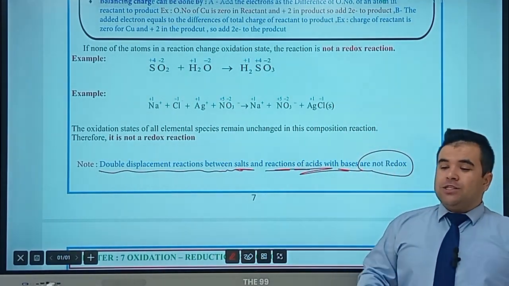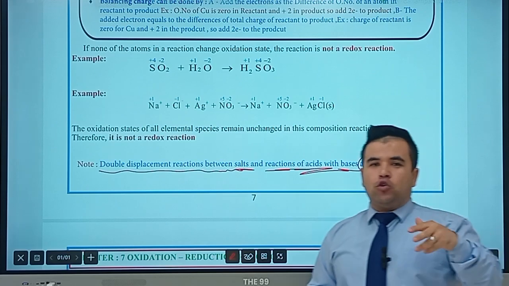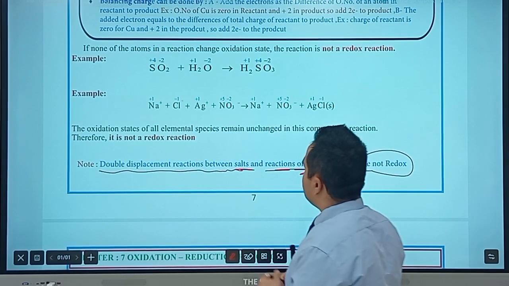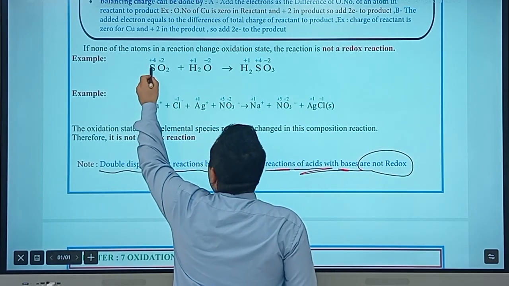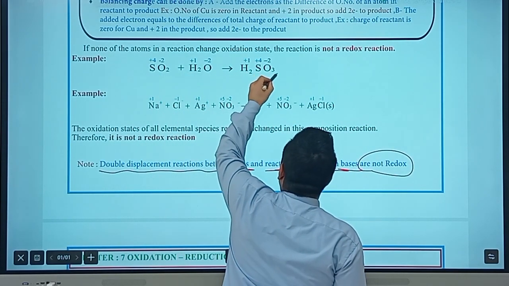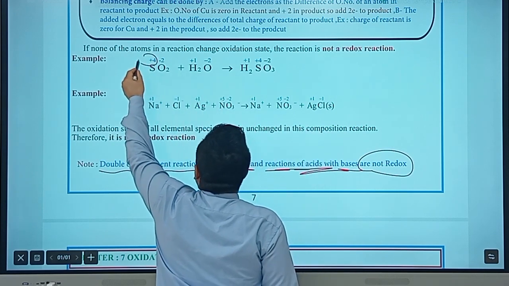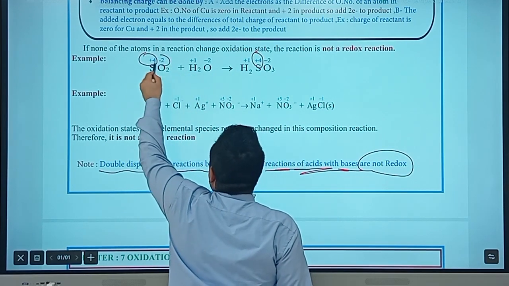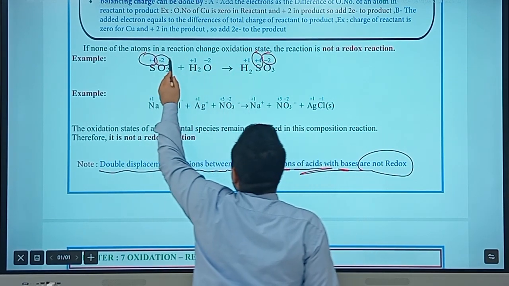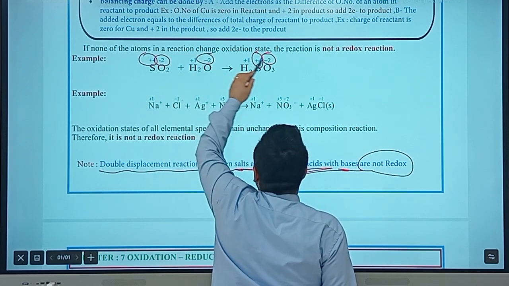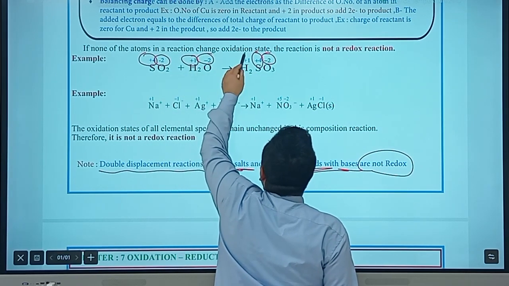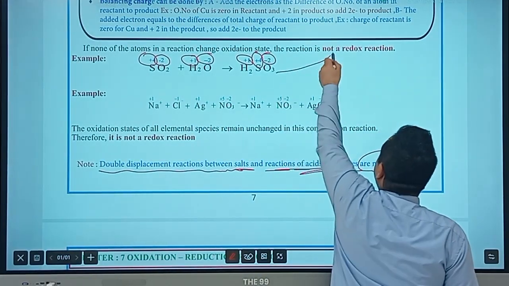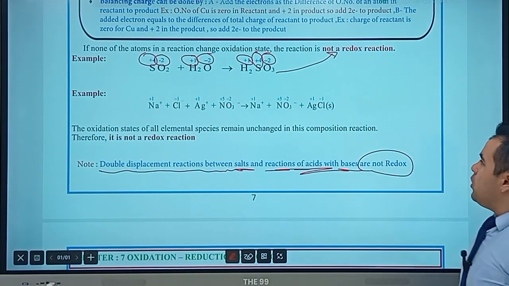How do we know a reaction is not a redox? If there is no change in oxidation number of atoms from the reactant to the product, that cannot be classified as redox. Have a look at the above example, guys. SO2 plus H2O forms H2SO3. The oxidation number of S is +4, and here S is +4, so there is no change. Oxygen is -2, here -2, hydrogen +1. So there is no change in oxidation number. We can say this is not a redox reaction.